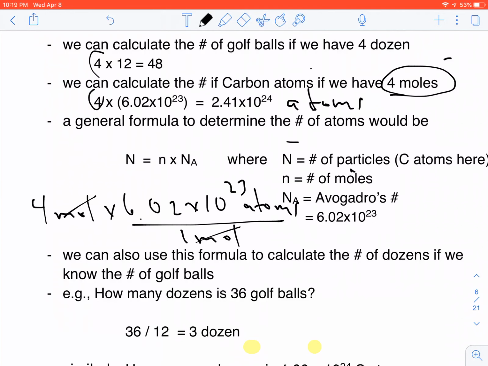Okay, so the question was, calculate the number of carbon atoms in 4 moles. Well, again, if I had 4 dozen carbon atoms, I'd have 48. If I don't, I have 4 moles of carbon atoms, so I have 2.41 times 10 to the 24.